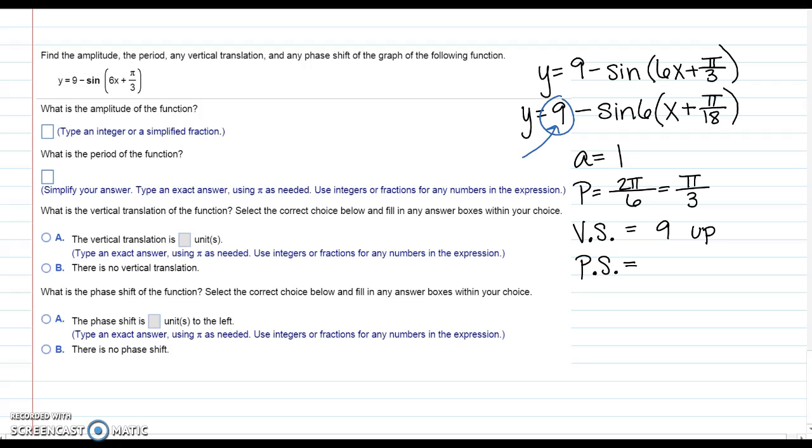And then phase shift. That's the number that's inside the parentheses left over, and that would be pi over 18. Because it's plus, that means to the left. So be careful. Look down here at the way they want you to type it in. They already put "to the left," so you don't have to put the minus sign. Pi over 18 is what would go in the blank. Pi over 18 units to the left.